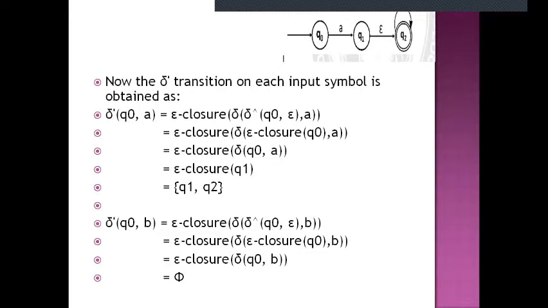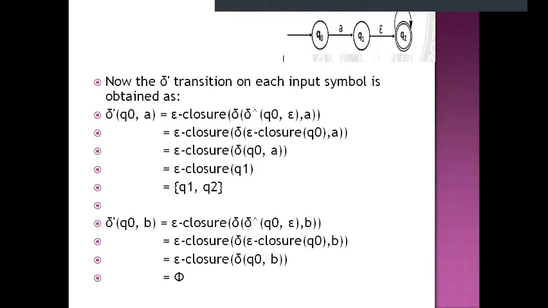Next, you have to find out delta dash of Q0 comma A, delta dash of Q0 comma B, then similarly delta dash of Q1 comma A, delta dash of Q1 comma B, delta dash of Q2 comma A, and delta dash of Q2 comma B. For finding delta dash of Q0 comma A, you have to use the formula E closure of delta cap of Q0 comma empty comma A, where delta cap of Q0 comma empty can be written as E closure of Q0.